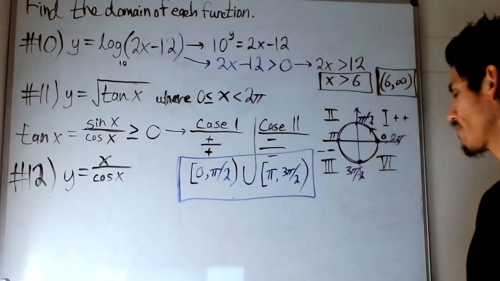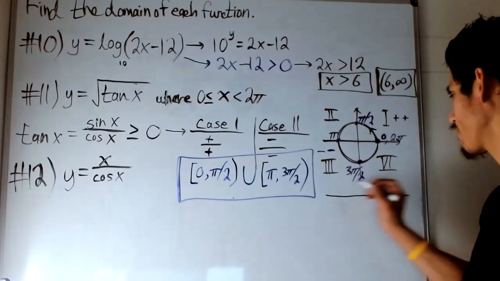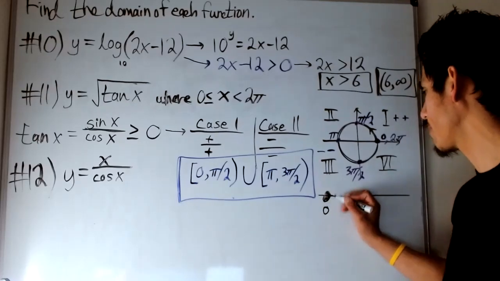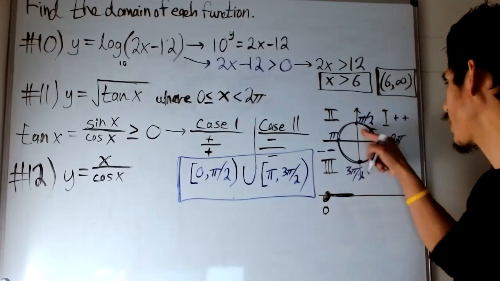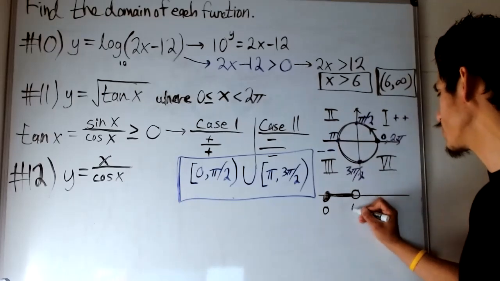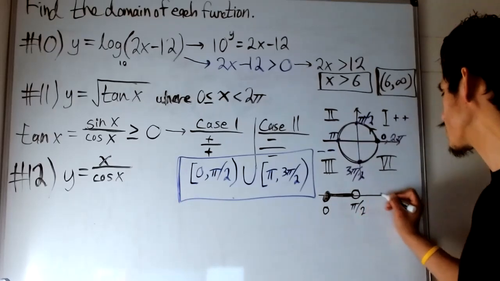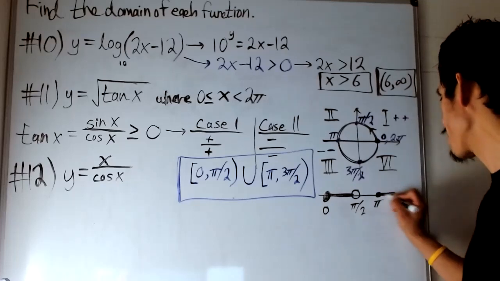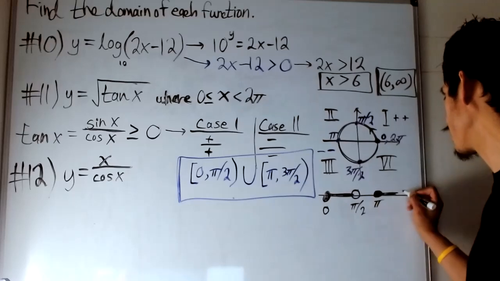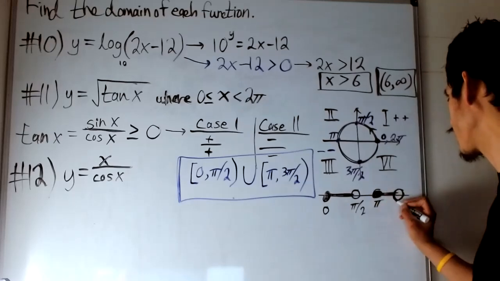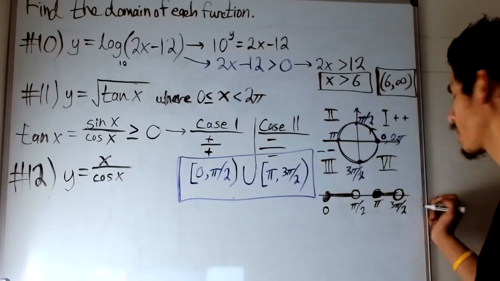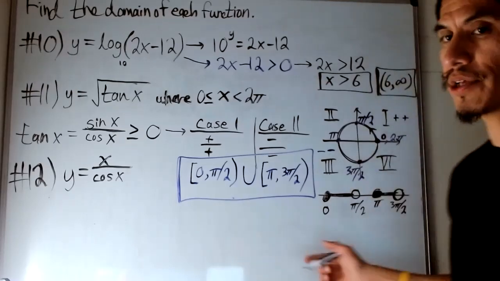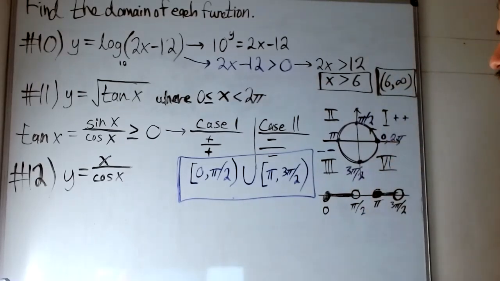So you can think of it on a number line. We include 0. We work our way to pi over 2, but we have an open circle at pi over 2. We jump, and start up again at pi. We include pi. And we go to 3 pi over 2, but we don't include 3 pi over 2. We have an open circle at 3 pi over 2. I always like having a visual because it really helps me. I think it helps you guys really understand what's going on with these problems.